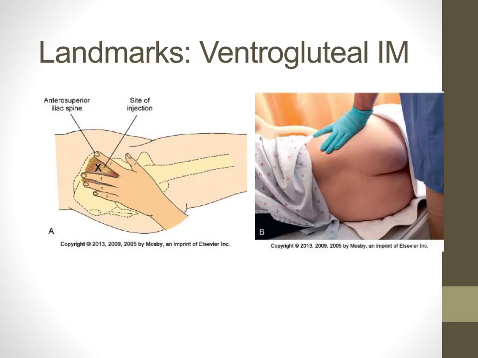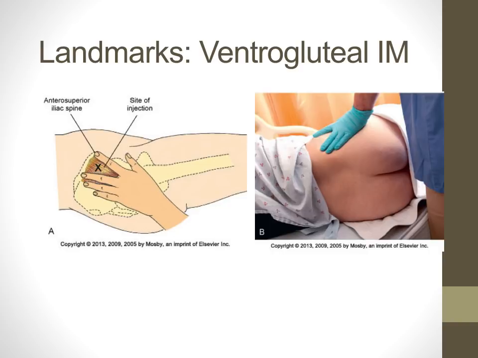Okay. To identify your ventral gluteal muscle, and you guys will have opportunity to practice this in lab, the first thing you're going to do is, if you're looking at the patient's right side, you're going to use your left hand to identify the site. If you're looking at the patient's left side, you're going to use your right hand to identify the site. The best way to do it is to have the patient either lying on their back or lying on their side. It's much easier with them lying on their side.